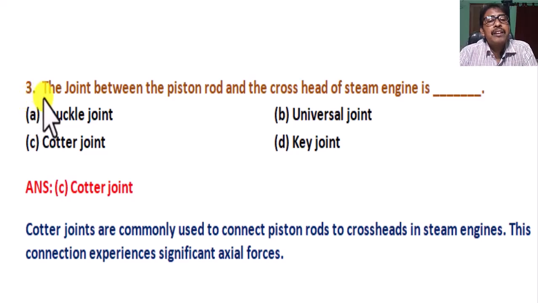Question number 3. The joint between the piston rod and the crosshead of a steam engine is option A, knuckle joint, option B, universal joint, option C, cotter joint, option D, key joint. Correct answer is C, cotter joint. Cotter joints are commonly used to connect the piston rod to the crosshead in a steam engine. This connection experiences significant axial forces.